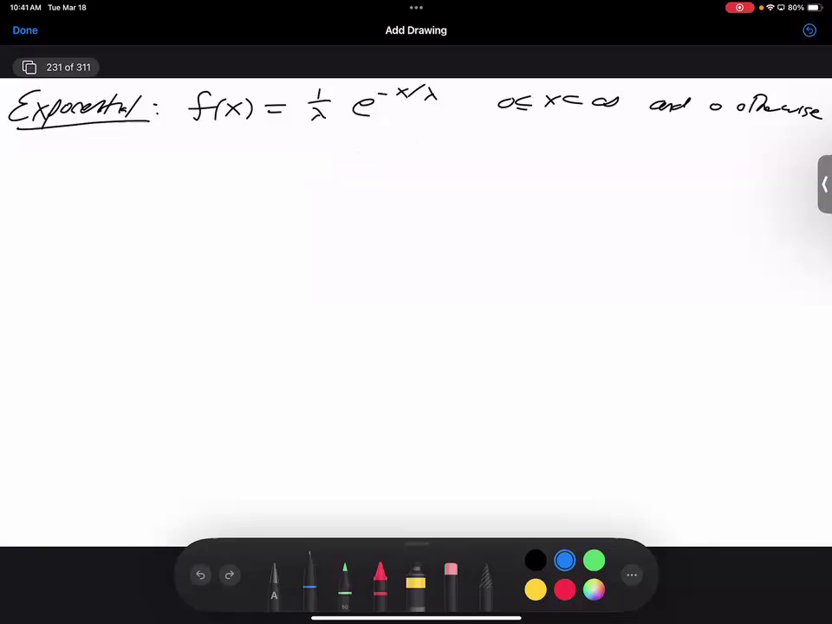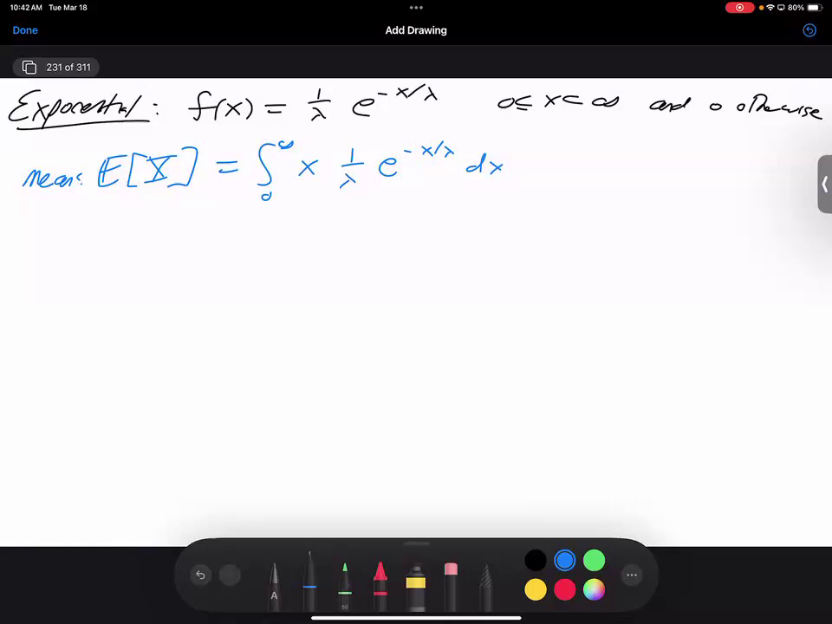Okay. So if we want to calculate the mean, that's the expected value of x. That's the integral from 0 to infinity of x times 1 over lambda e to the minus x over lambda dx. How would you calculate this? What technique would you use? So we have to do this integral. How would we do this integral? You don't know that many integration techniques.